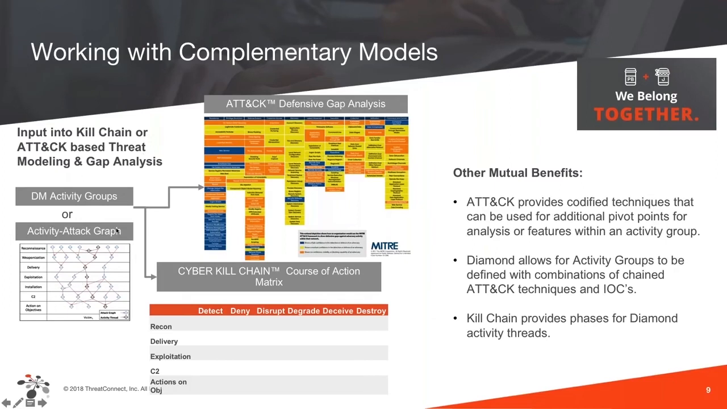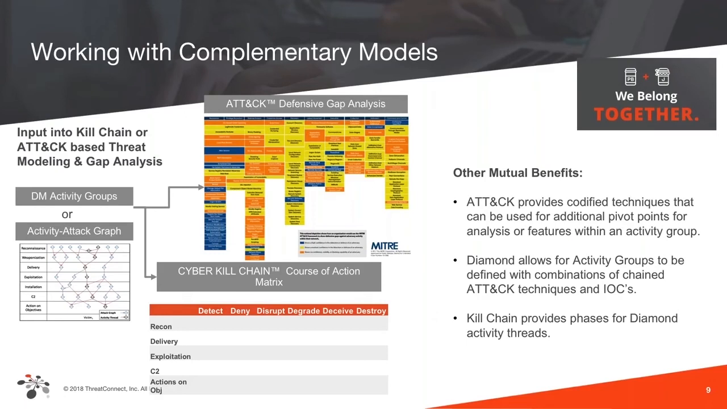I think that's much better informed when you take that adversary data that the diamond can provide and then lay it over ATT&CK as a codified means for mapping adversary techniques to your controls to create a defensive gap analysis. Similarly, with the cyber kill chain, you can take that same data and look at what your courses of action are vis-a-vis your controls as well.